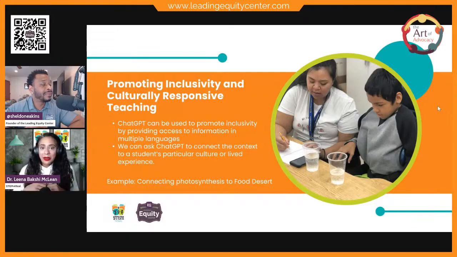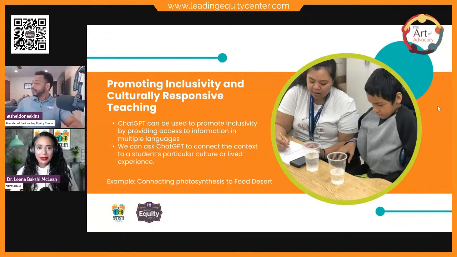Promoting inclusivity and culturally responsive teaching. Now, we think about culturally responsive teaching all the time. We talk about it. We talk about the sense of identity and belonging for students. So now what we want to think about is, okay, how do we do it? We know why it's important. We know it's there. We have the research that supports it.